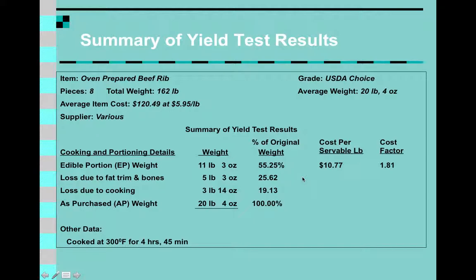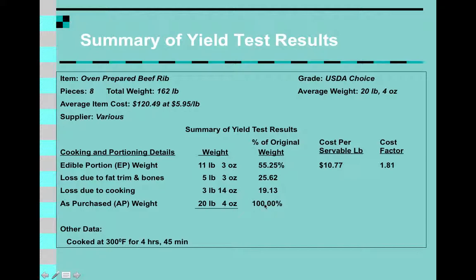We can't figure out our cost per servable pound based on the purchase weight because that's not what we're serving. When we go back to thinking about our recipe, we're saying that each person is going to have 8 ounces of servings. That's not 8 ounces based on this weight. It's 8 ounces based on this weight. So take a look here.